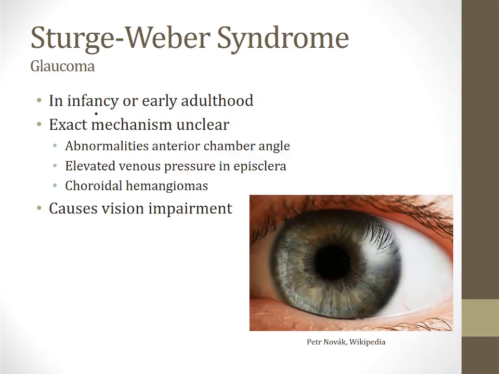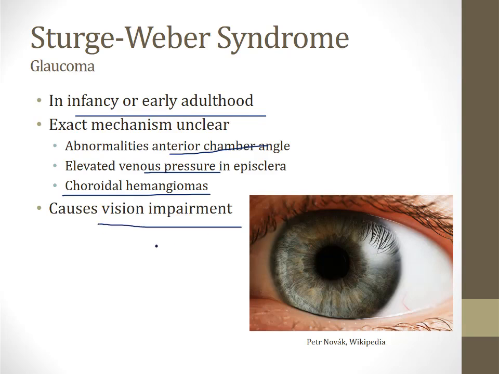Glaucoma in Sturge-Weber occurs in infancy or early adulthood. The exact mechanism is not clear. It may involve abnormalities of the angle of the anterior chamber. There's also evidence of elevated venous pressure in the episclera, and also some children with this disorder have hemangiomas in the choroid. But through whatever mechanism it occurs, glaucoma can lead to vision impairment if it's not identified and treated.